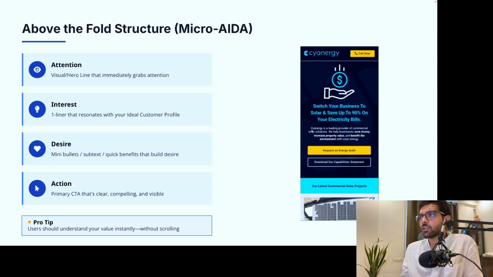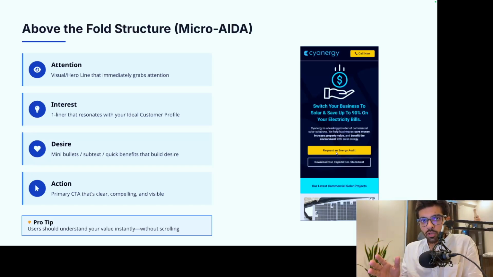Then you have the description: Brand name is a leading provider of commercial solar solutions. We help businesses save money, increase property value, and benefit the environment with solar energy. These are basically the benefits. So this grabs the attention and increases your interest, and with the second statement, save up to 90%, this is more about influencing that desire. And then you have the action in place, which is request energy audit, right?